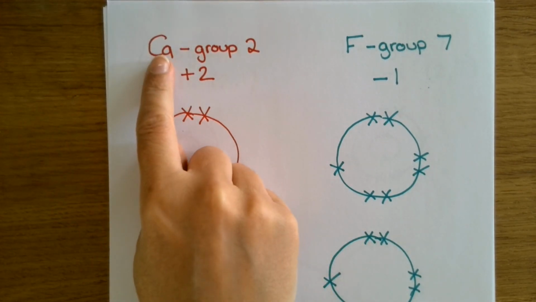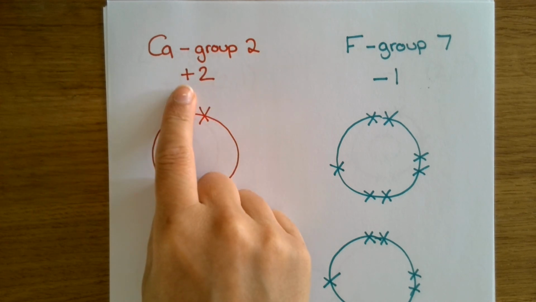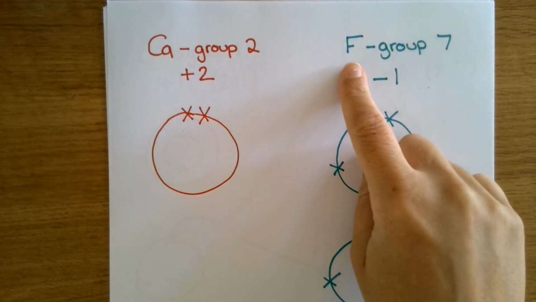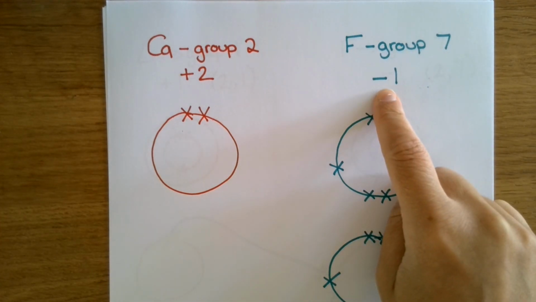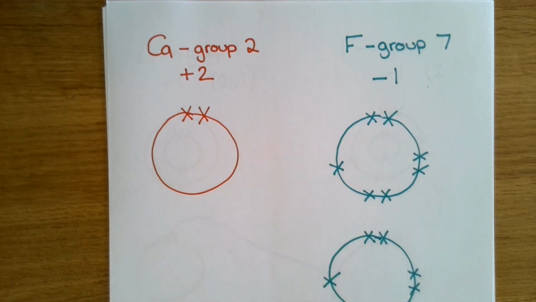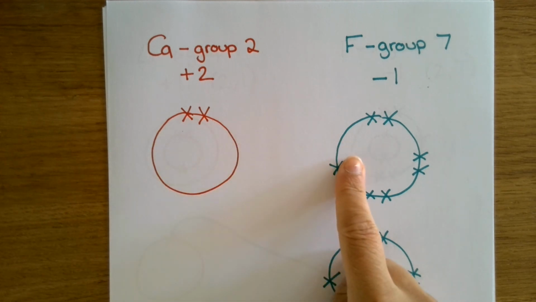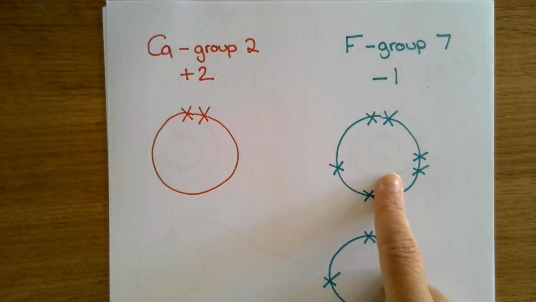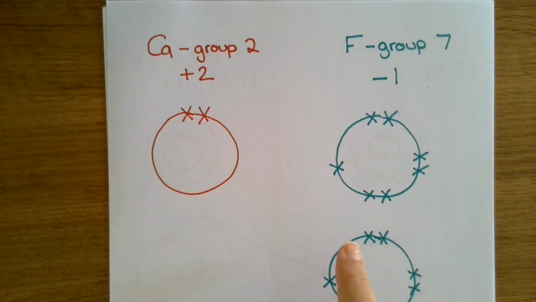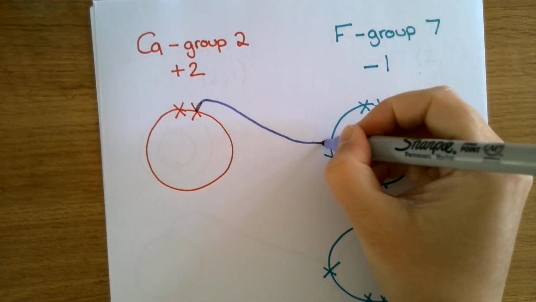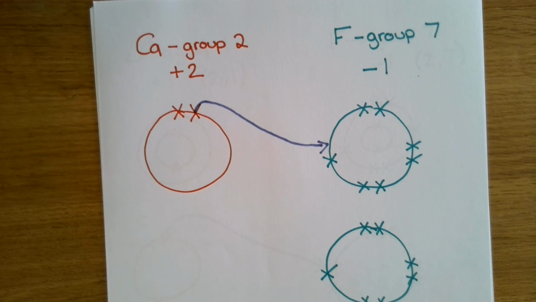So calcium is in group 2, so it forms a 2+ charge, and it has 2 electrons in its outer shell. Fluorine is in group 7, so it's going to get a -1 charge, and it's got 7 electrons in its outer shell. Now, these 2 electrons need to go somewhere, and they cannot both go to this fluorine. This fluorine only has space for 1. Its maximum is 8. So, one of those electrons can be given to this fluorine atom.